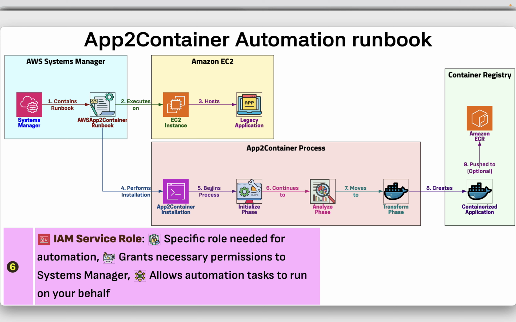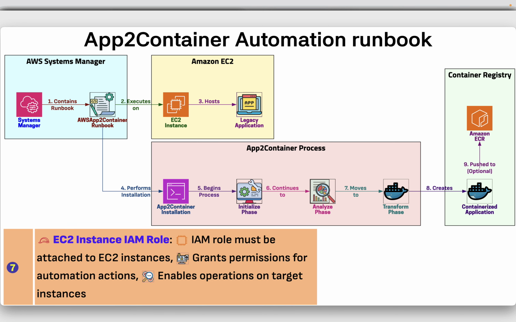You also need to have a specific IAM service role set up, and this role grants the automation capability of AWS Systems Manager the necessary permission to run the automation tasks on your behalf within your AWS environment. Finally, your Amazon EC2 instances themselves need to have an IAM role attached to them. This role must grant the necessary permissions that allow the automation process to perform actions on these target EC2 instances.